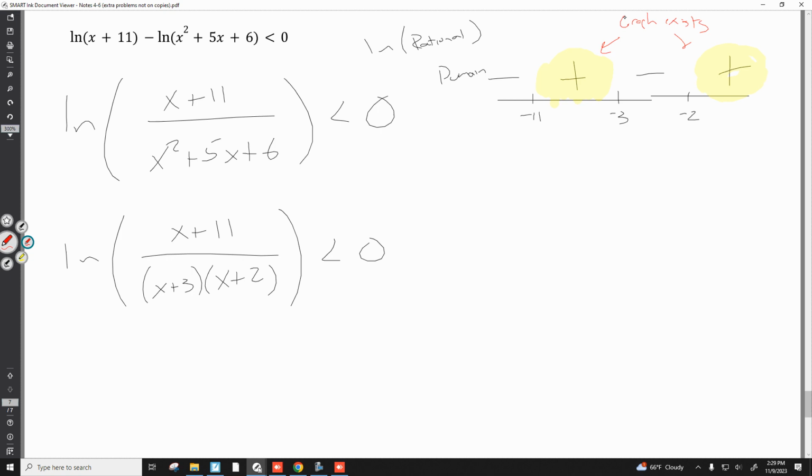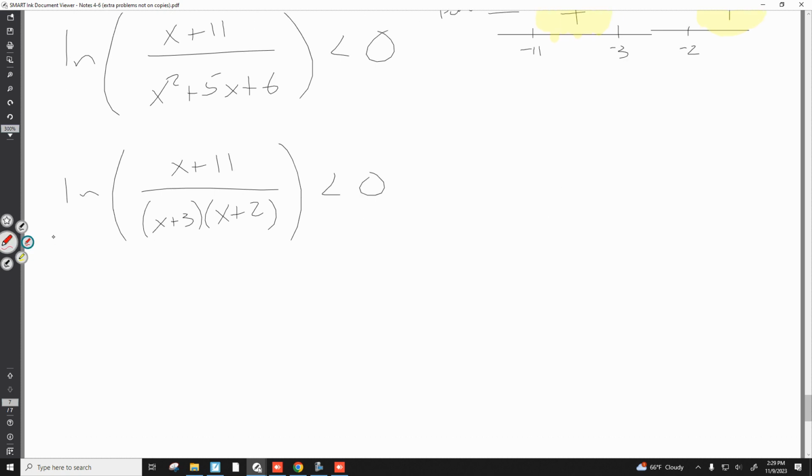Because I want to solve this inequality, and I haven't done anything to solve it yet, because I have a logarithm, which means I need to take e to the power of both sides to get rid of the logarithm, giving me (x + 11) over (x + 3)(x + 2).